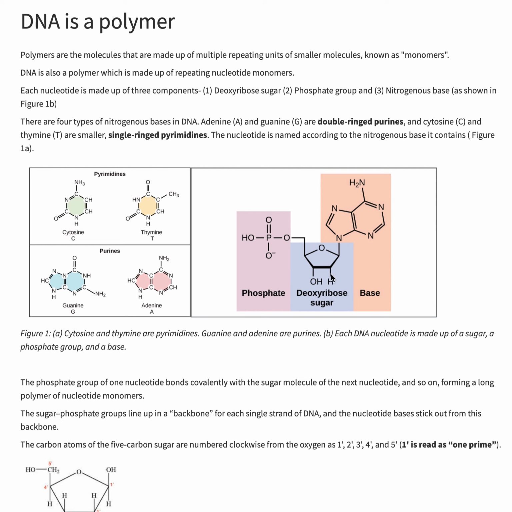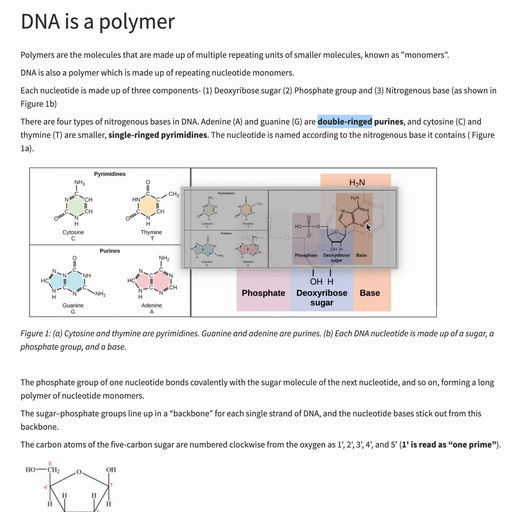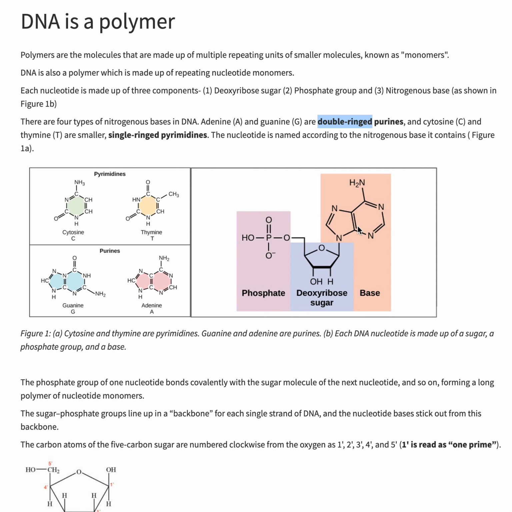This deoxyribose sugar is bonded with nitrogenous bases. There are 4 nitrogenous bases in DNA. And these 4 bases can be grouped into 2 types: purines and pyrimidines. Purines are always double ring structures. So if you look at here, this is a double ring structure. So this is a purine. And purines are A and G. Adenine and guanine are purines.